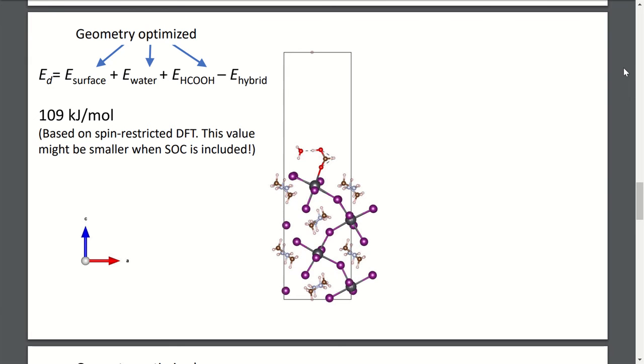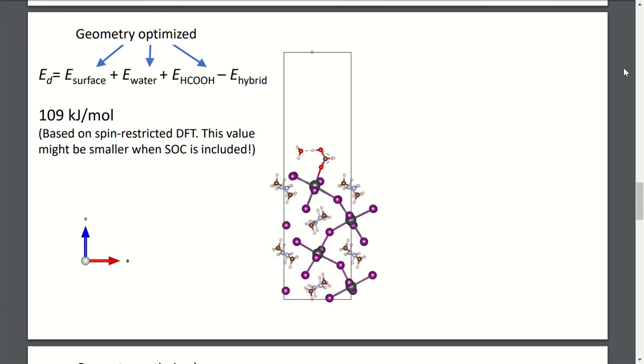I have a question. If we make sure there is water on the surface, is there any possibility that the water will react and pull hydrogen from this fragment?